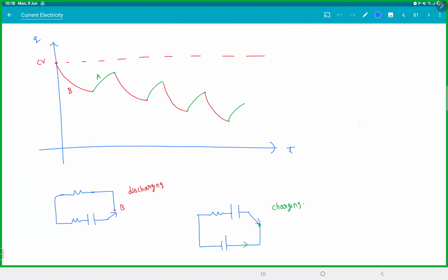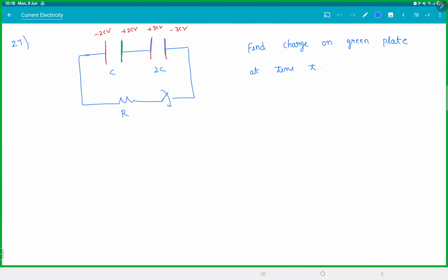You can do the same thing even for capacitors also. If you have two capacitors like this, finally, forget about the resistor. Can't you find the final charges? Both the capacitors will have the same potential, isn't it? Current becomes 0. Then do you guys remember that formula which I taught you? In capacitors, if two capacitors of same polarity are connected, you can use C1 V1 plus C2 V2 by C1 plus C2.